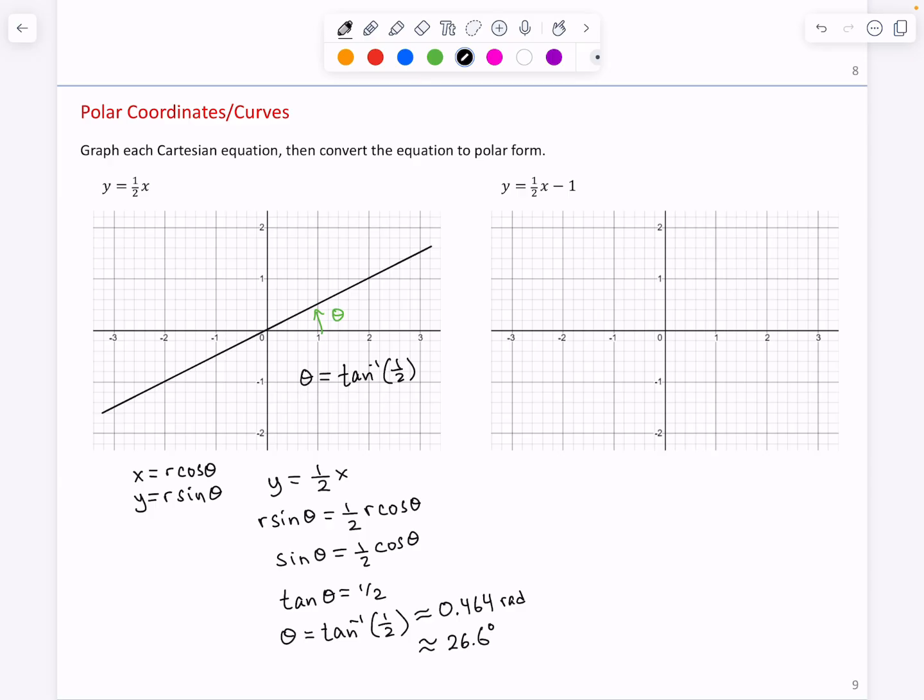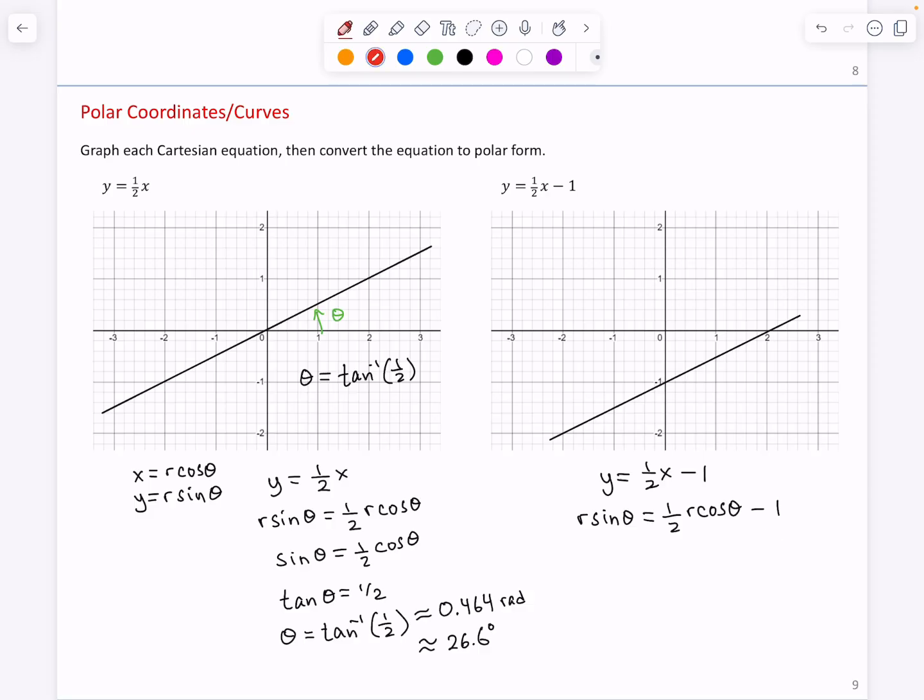Now how about this next line? This line has a y-intercept of -1 and a slope of 1/2. It does not go through the origin. So we have the rectangular equation. Change y to r sine theta and x to r cosine theta. This time I cannot divide the r's away because I would have to divide this 1 by r as well. So the r's do not cancel.